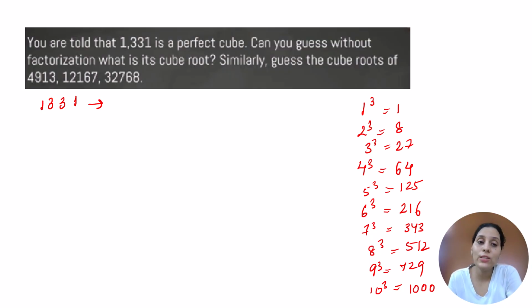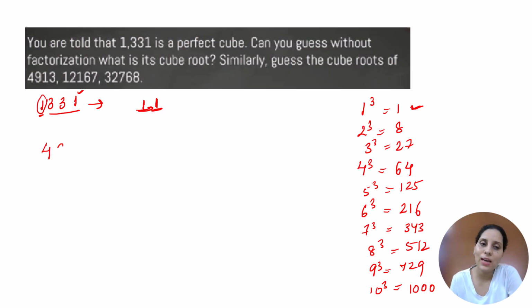So here you will divide the number into triplets. These three digits are one triplet, and this is the other. In the last triplet, you will only see the last digit. 1 is the last digit. Where is 1 coming in your answers? It is here, and this belongs to 1 cube. So your 1's digit will be 1. Now you are left with just one digit, 1, which definitely belongs to 1. So yes, 11 is your answer.